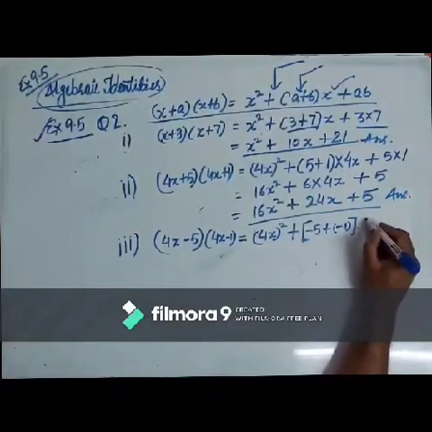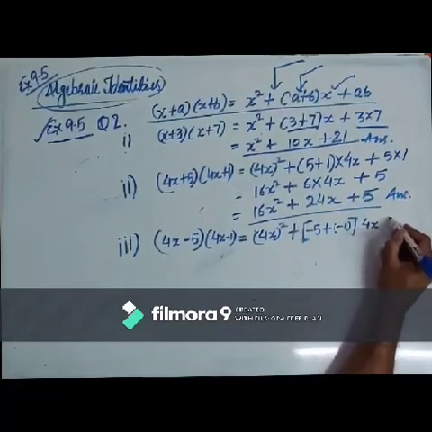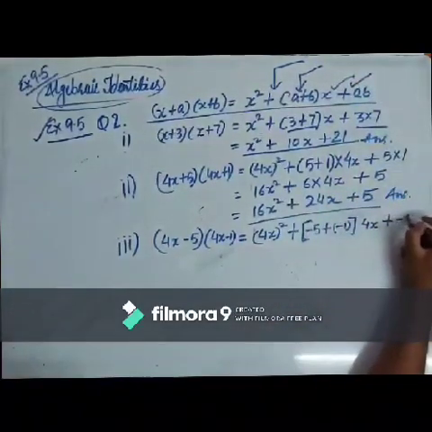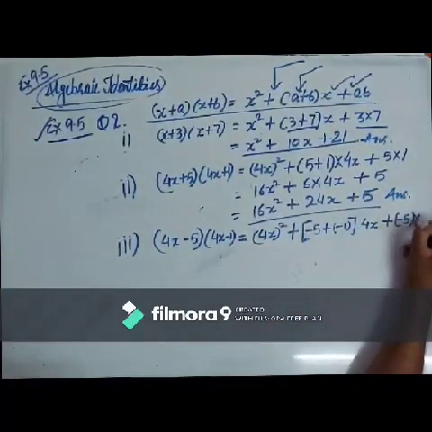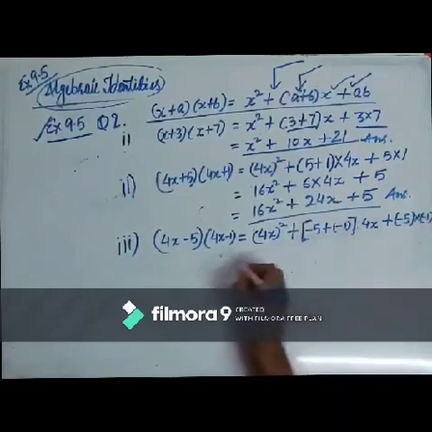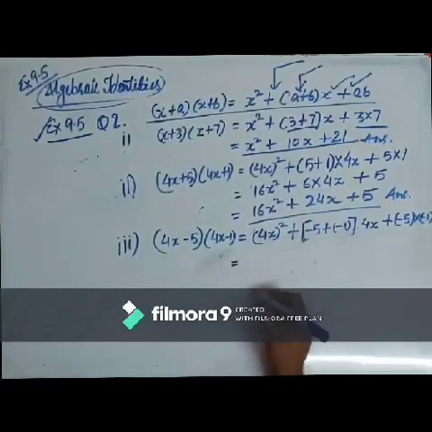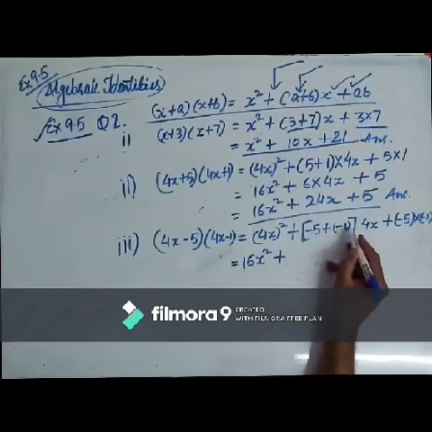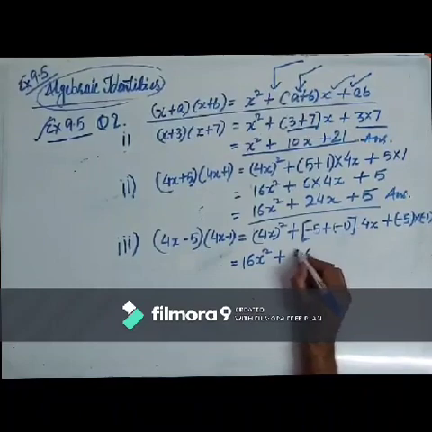So what is outside? Into 4x. What is next? Plus sign. Remember it. What is a? A is minus 5. What is b? B is minus 1. That's all. Easy. So just rearrange all things. This is 16x square plus, minus 5 and minus 1 is minus 6.